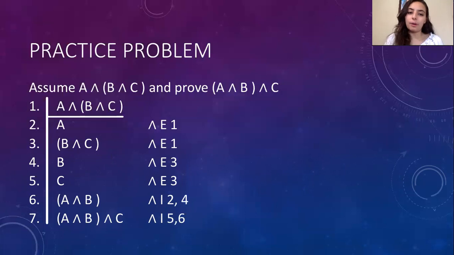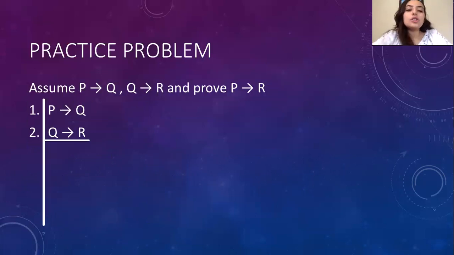Let's take a look at another problem. So say I give you, assume P arrow Q and Q arrow R, and prove P arrow R. So you know the drill. You've got to start with your bar, and then you put that line underneath after your premises. So that's what I did in this case. And we're trying to get to P arrow R.